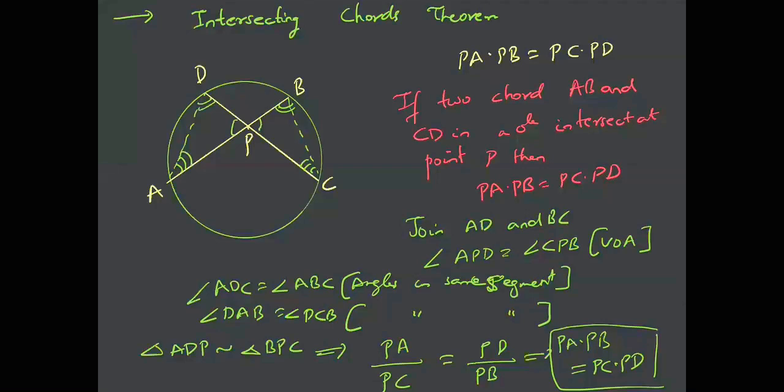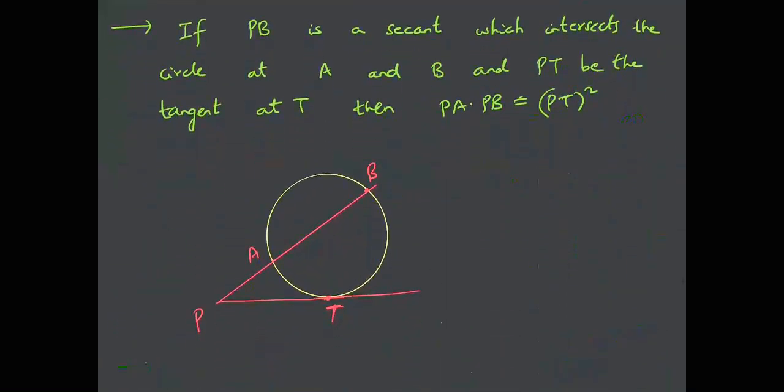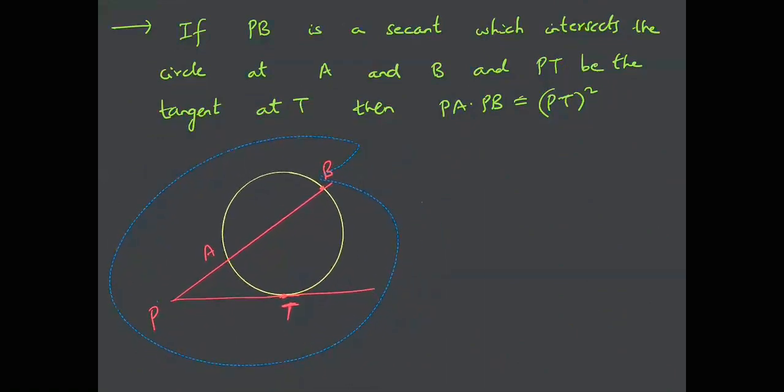Fine. So let us move forward. Another theorem, it is also an important one. If PB is a secant to a circle which intersects the circle in A and B, and PT is the tangent, then PT square is equal to PA into PB. This is clear. PT square is PA times PB, if PB is the secant and PT is the tangent.